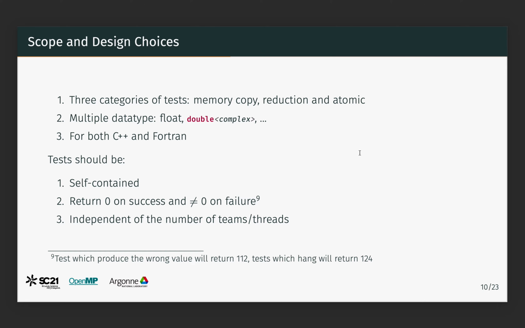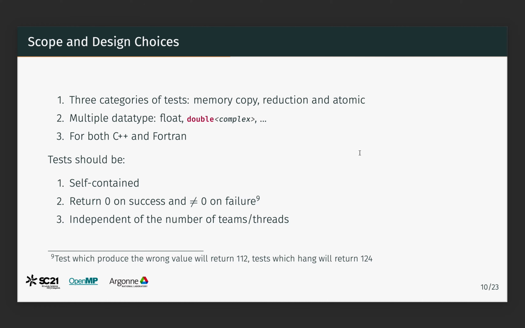So what are the device and the scope of OvO? We have three main categories of tests. Tests that do memory copy, tests that do reduction with the pragma omp reduction, and atomic with the pragma atomic. Everything is templated, so we can do a lot of data types, float, double, complex, and this kind of thing. Double complex is interesting because the data type is big enough that a lot of hardware doesn't have atomic support for it. So you can trigger some bugs when using complex, and complex is really used in HPC quite a lot. And the other thing is we do it for C++ and Fortran.